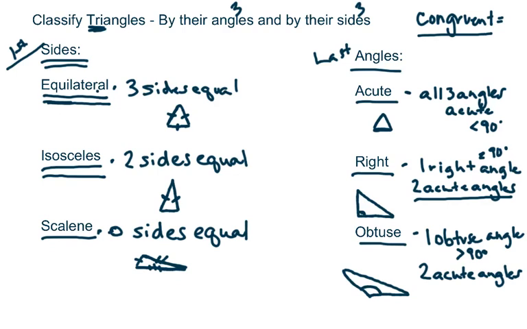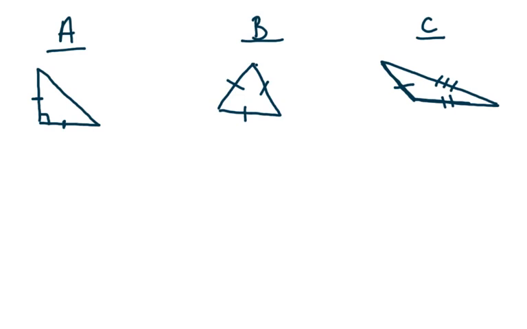So what we have here is that we can describe these triangles in two ways. We can give them a name based on their sides, and we can give them a name based on their angles. So let's go through a couple of examples. Okay, I have three triangles in front of you, A, B, and C. And I drew them to the best of my ability.